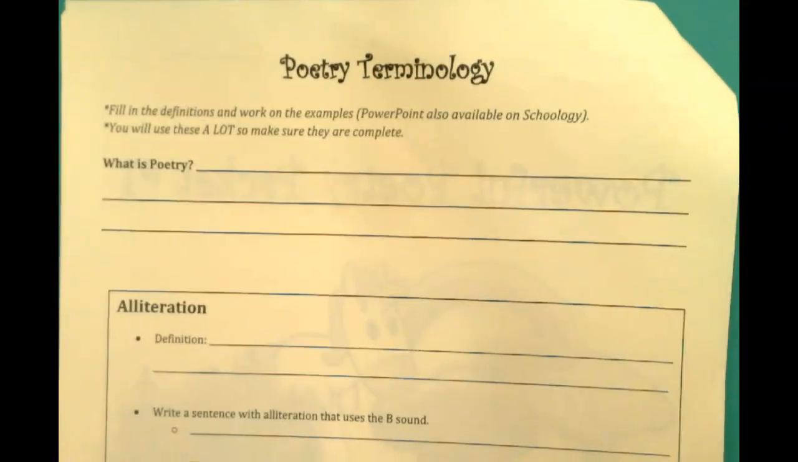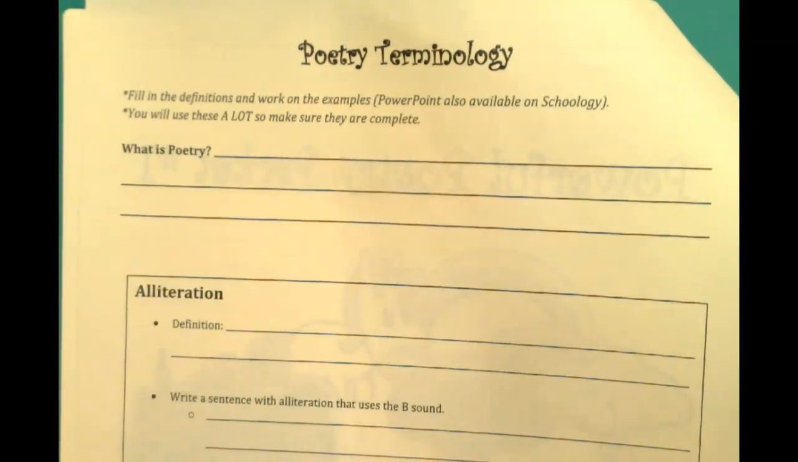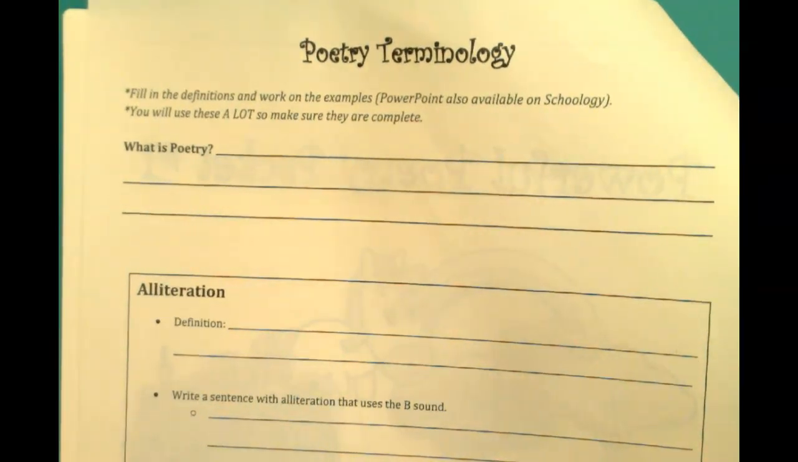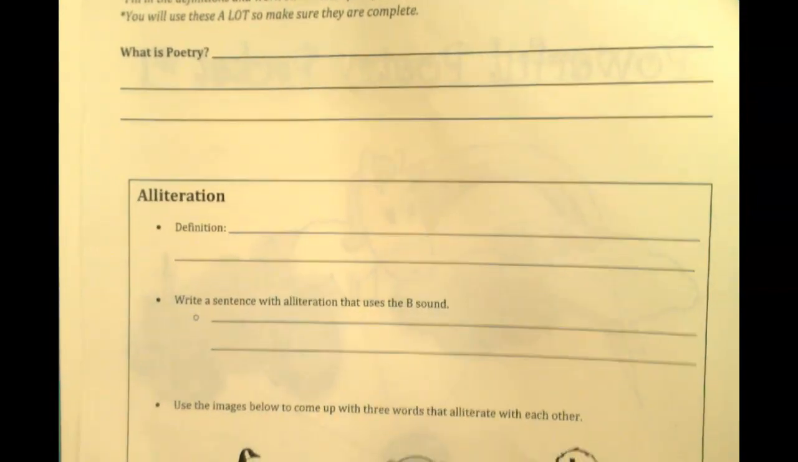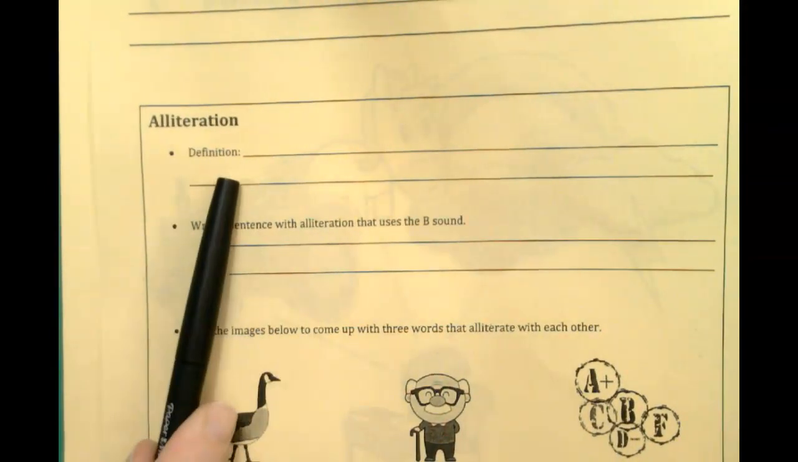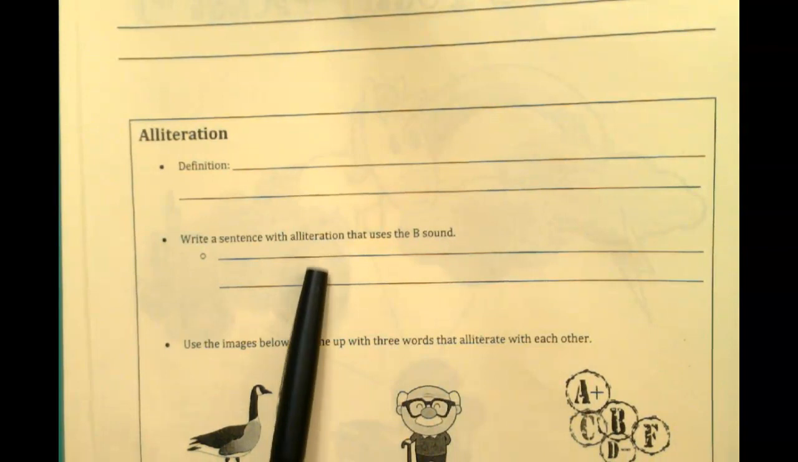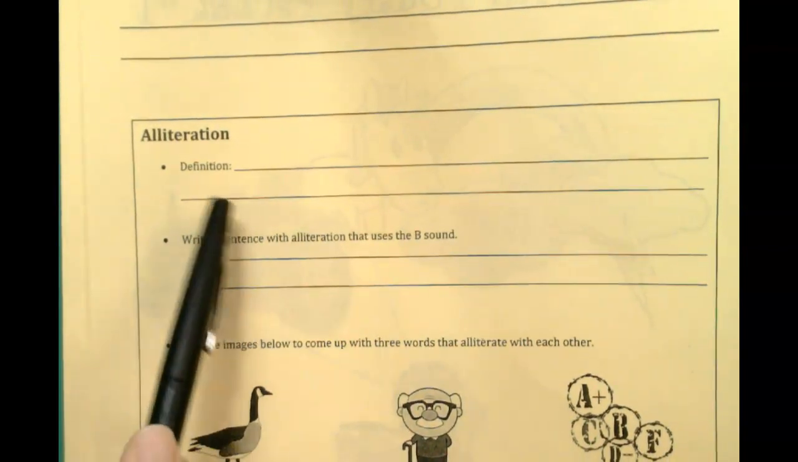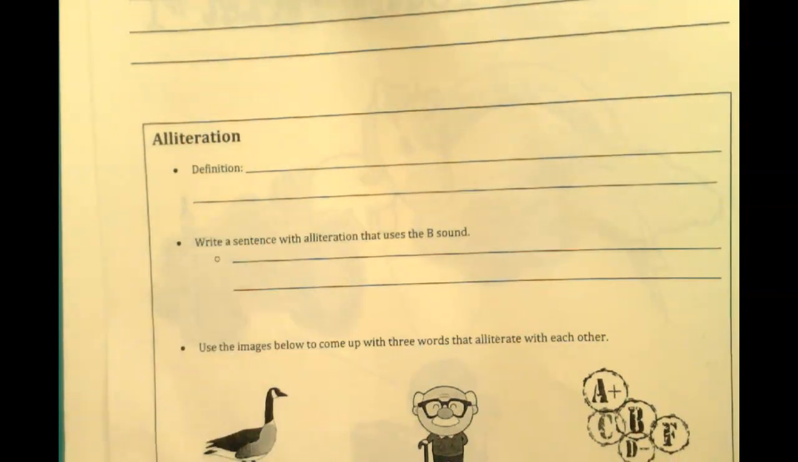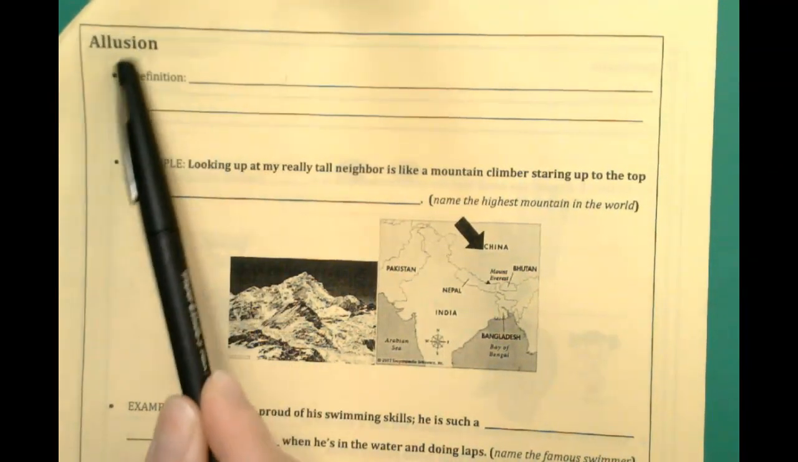So the first thing I will fill out is the what is poetry. That will be at the start of the presentation. And then as we move into the actual terms, you will only do the definition. You won't do the parts underneath it that are the practice exercises and examples. So once I fill out the definition for alliteration, I would go to the next term, which is allusion. And I would fill out only the definition. I'd skip all this underneath and continue to the next term.